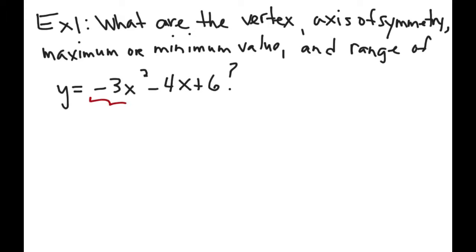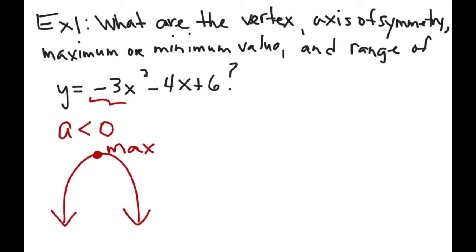Well, let's start with the fact that a is negative. When a is negative, and a less than 0 is another way of writing negative, the parabola is going to open like this, like an upside down U. That means that its vertex is going to be at the top of the graph. Well, that's called the maximum. The maximum occurs at the y value of the vertex.